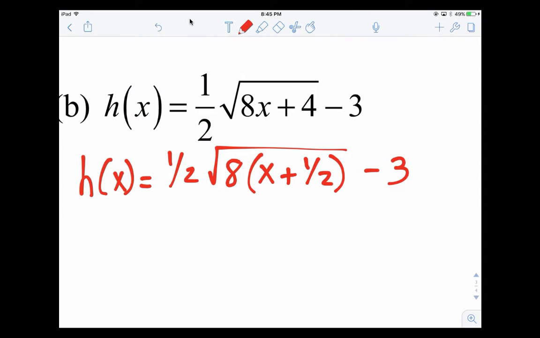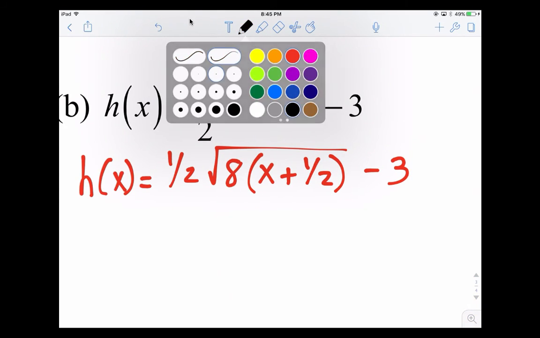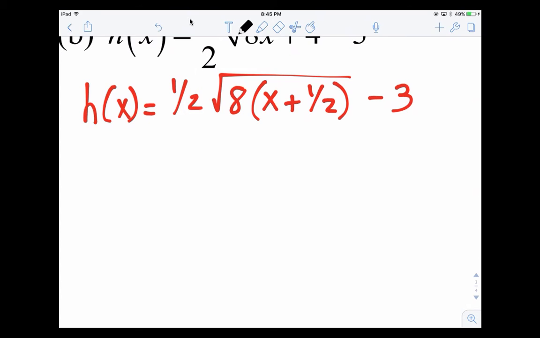Alright, so I have a vertical shrink by 1/2. I have a horizontal shrink by 1/8, shifting it to the left 1/2, and I'm shifting it down 3. Alright, so again, your parent function is the square root of x.